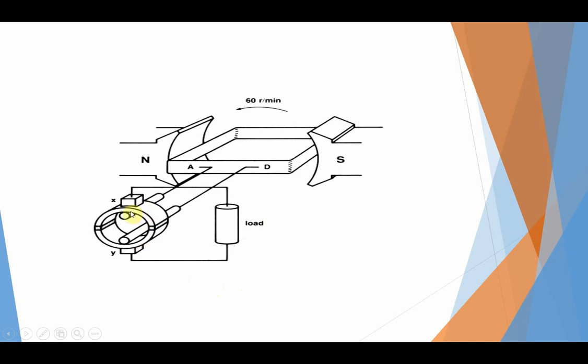This is the commutator that is split into two pieces, as shown in the figure, and insulated. This piece is insulated from the lower piece, and also from the shaft it is connected to.